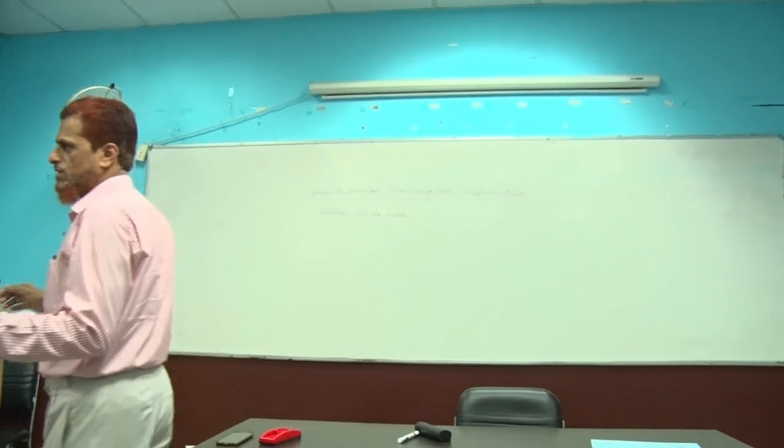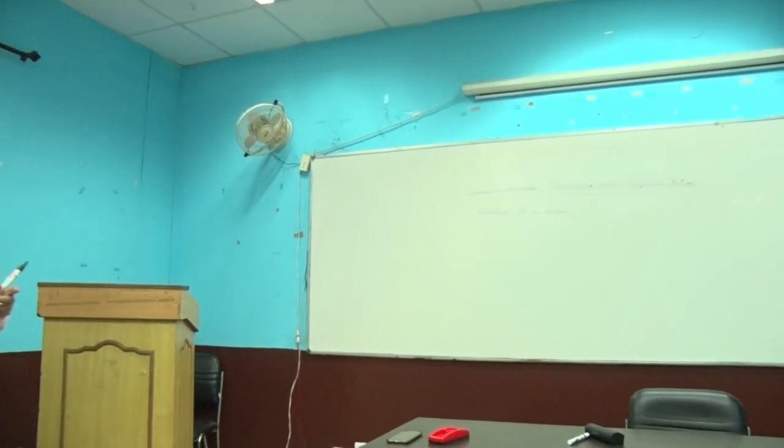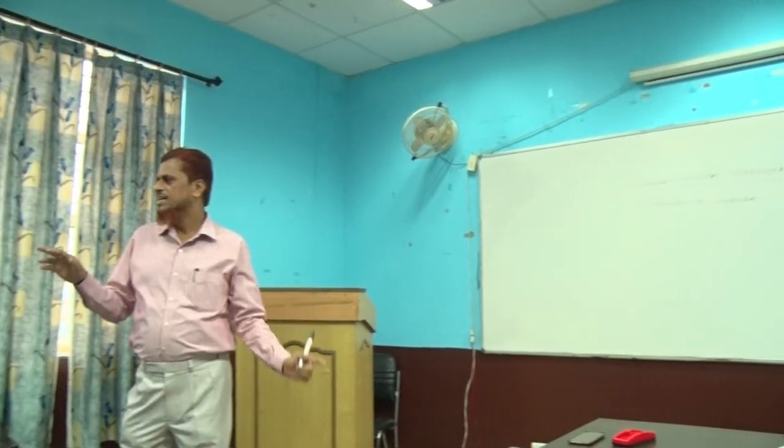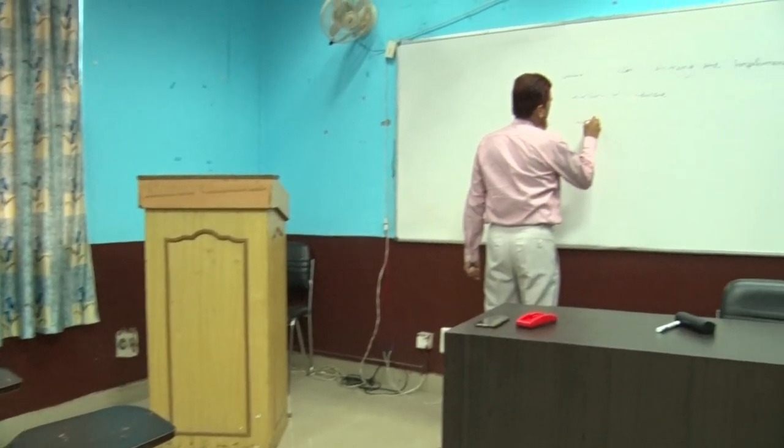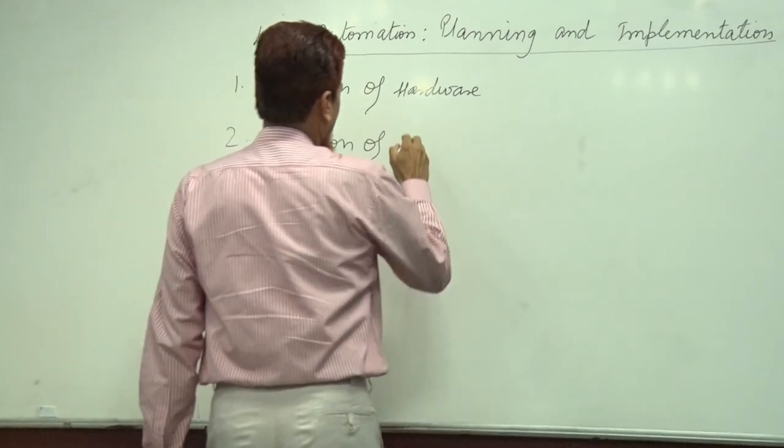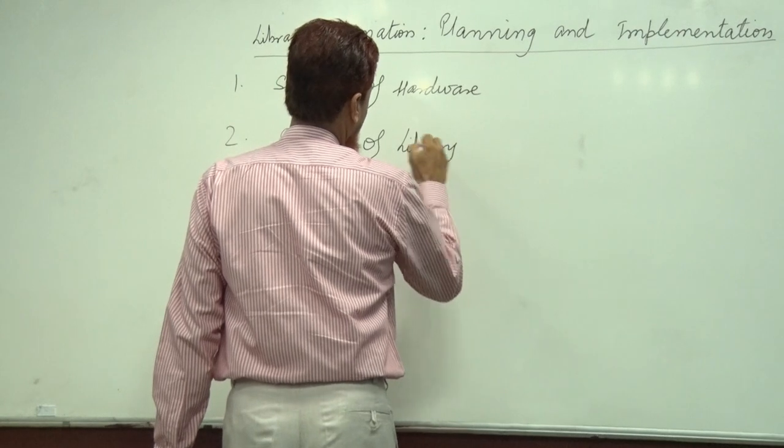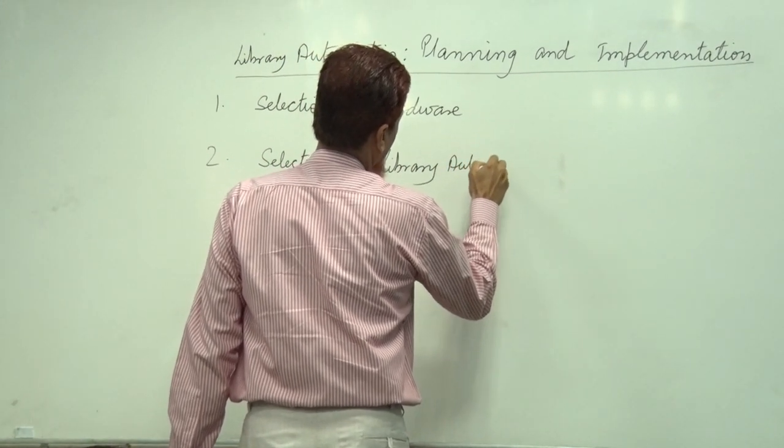But today I have added one more aspect in selection of hardware. The basic heading remains the same, selection of hardware, where it is important to add installation of operating system, which should be compatible. What? Because you are at the planning stage. You know that I am going to purchase this software, and it should be compatible with the operating system. Now, after selection of hardware, the second important point is selection of library software, library automation or management software.